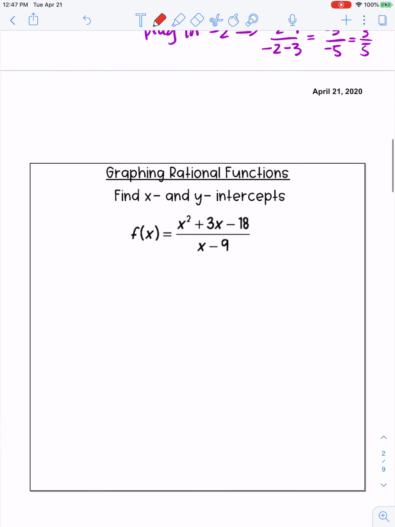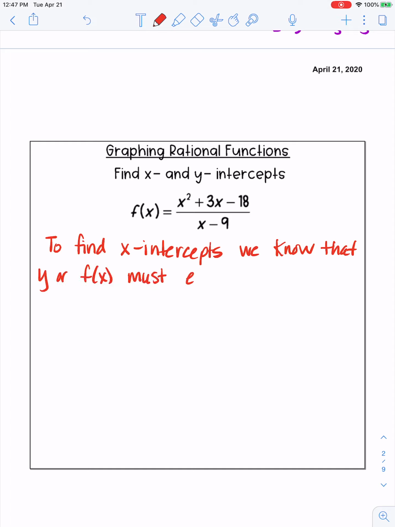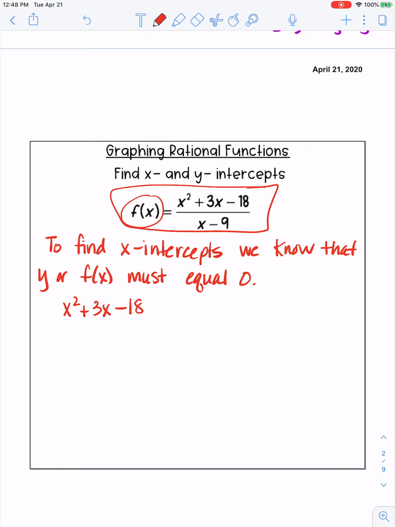So how do we determine x and y intercepts? Well, that's the same way that we would find an x and y intercept for any function, right? If I want to find an x-intercept, I know that y is equal to 0 at that point. So that means y, or f of x, actually let me write this down here. To find x-intercepts, we know that y, or f of x, must equal 0. So that means I want to set my f of x equal to 0. So that means I'm going to get x squared plus 3x minus 18 over x minus 9.